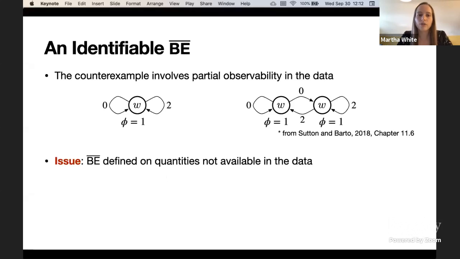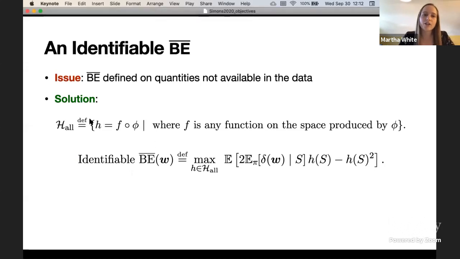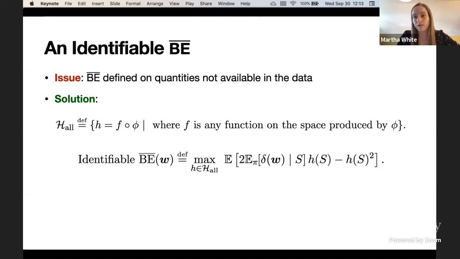And really the issue here is that the Bellman error is defined on quantities that are not available in the data. And so what we can see, in the conjugate form, is that the H is defined on quantities that are not available in the data, but the H is now a variable that of course we are trying to estimate. So it makes no sense to define H on quantities that are not available in the data, because I hope that's just intuitive. So the natural thing to have defined our Bellman error as is for this H to be defined only as the set of functions on the space that is actually given to the agent.